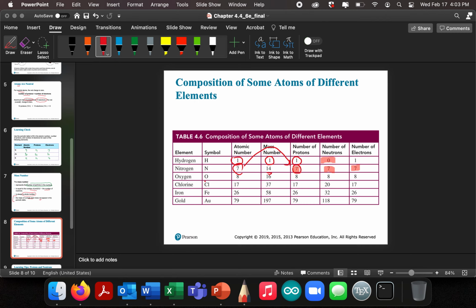Let's do another one, iron. Iron has an atomic number of 26. Therefore, it has 26 protons. Its mass number for any particular atom of iron might be 58. If it's 58, that means it has 32 neutrons, because that plus that is equal to that. That's the definition of a mass number: mass number is equal to the number of protons plus the number of neutrons. I gave you that on a previous slide, but it's going to require some practice. How many electrons does it have? Well, if it's an atom, it has 26 because it has 26 protons.